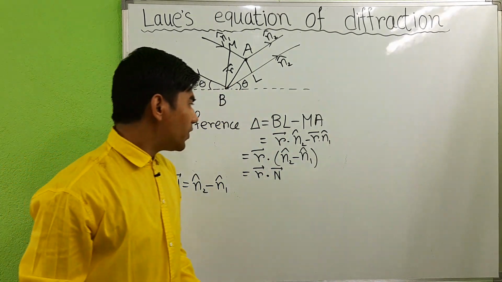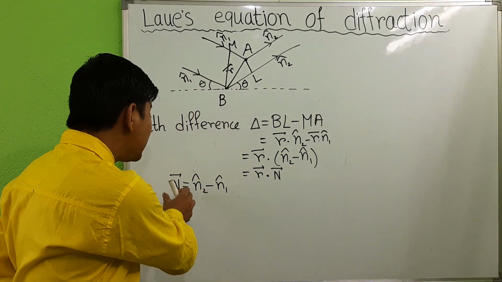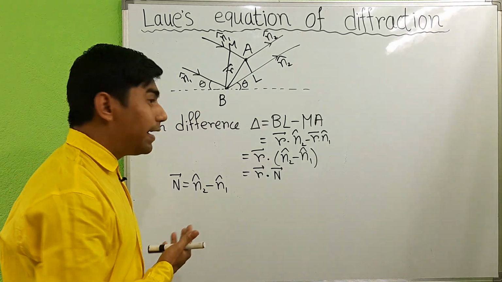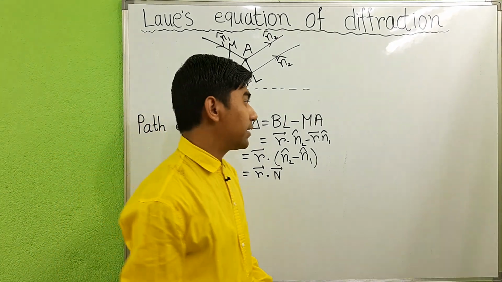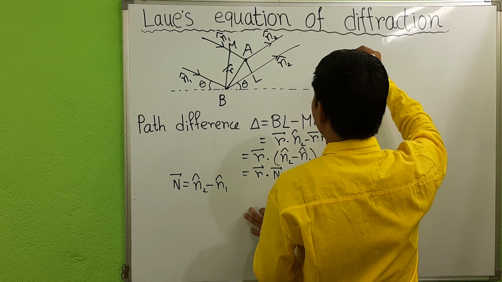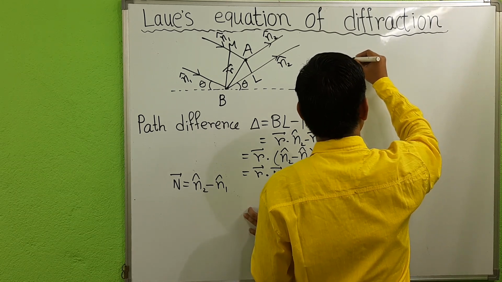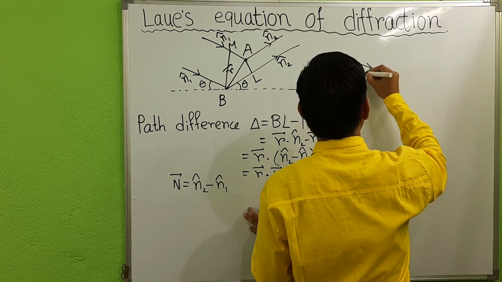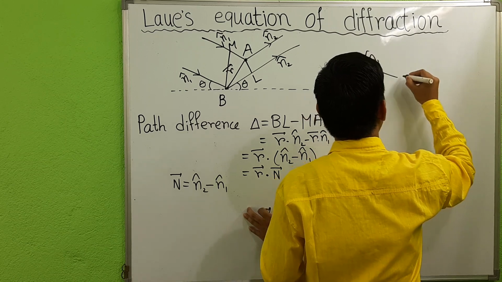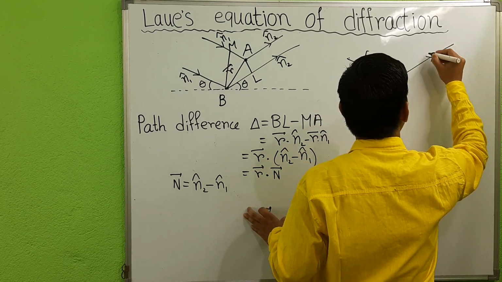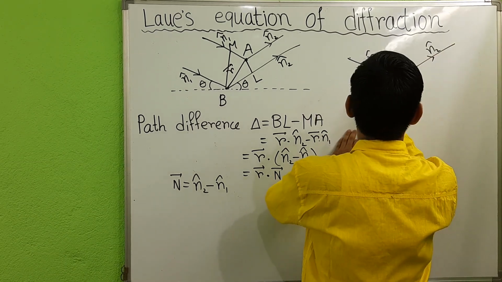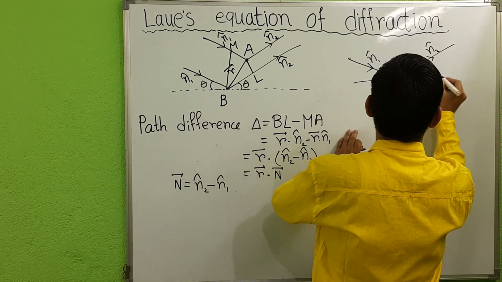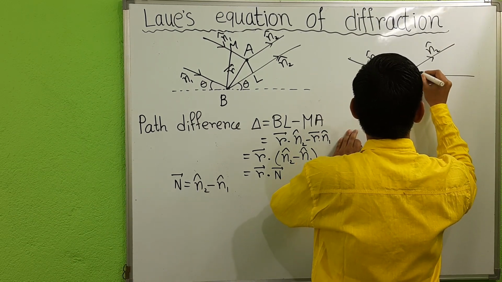Now let's see what N vector is and let us draw it. This is n1 cap, and this is n2 cap, and this angle is theta.